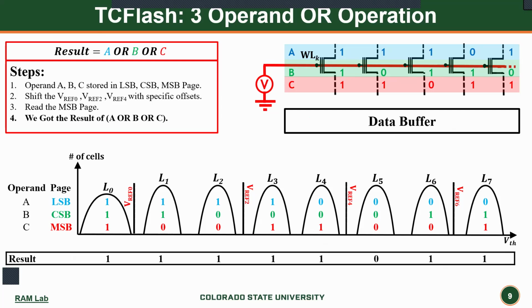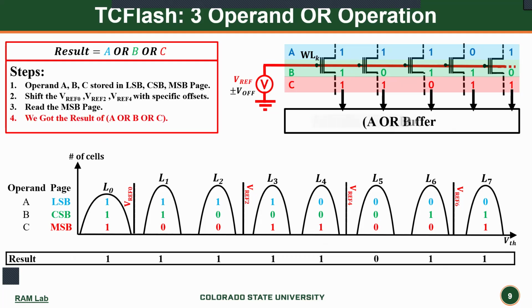So let's start with a 3-operand OR operation using our scheme. Let's say we have 3 operands A, B, C, and we want to do a bitwise OR operation between these 3 operands. At first, these A, B, C operands should be stored in the LSB, CSB, and MSB pages of a single word line. Then we have to shift the reference voltages with a specific offset, and then we have to read the MSB page.